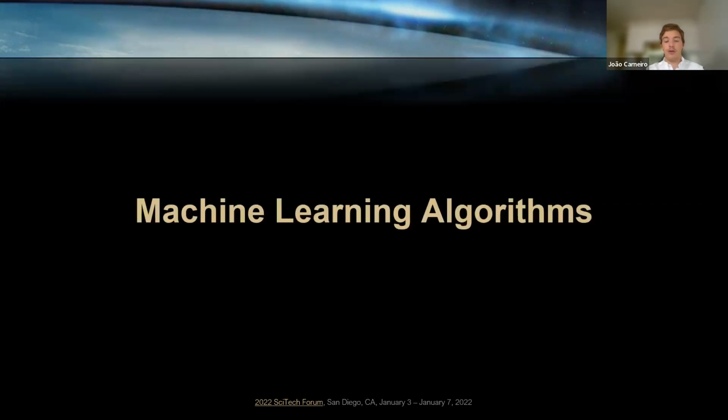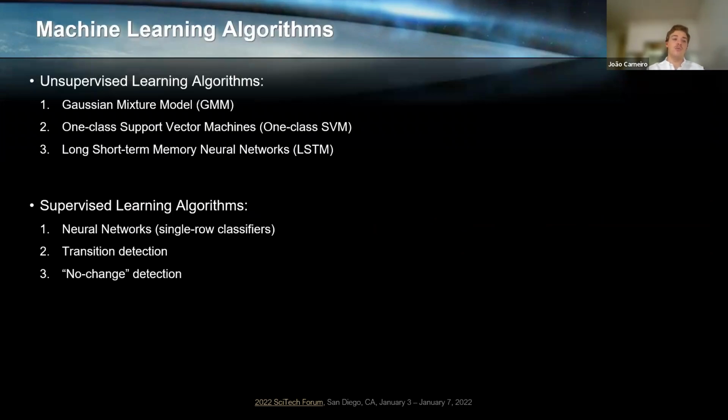As for the machine learning algorithms, our first approach was to use unsupervised learning algorithms. We applied Gaussian mixture models, one-class support vector machines, and long short-term memory neural networks. However, we saw that these algorithms didn't perform quite as we'd expect on the encoder faults. And so as a second approach, we used supervised learning algorithms. These supervised learning algorithms are neural networks, which we call single row classifiers. And they take the state variables as an input and output the probability of a fault having occurred.